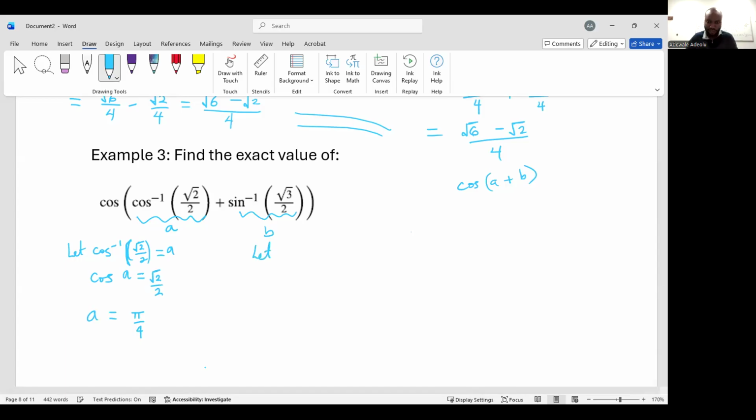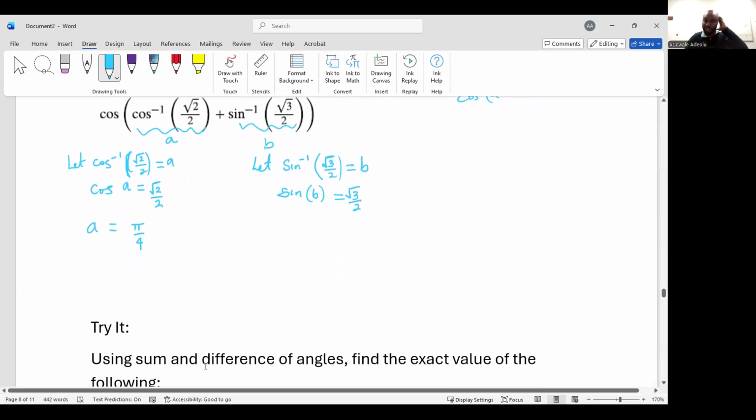Also, let sine inverse of root 3 over 2 be B. So I'm looking for some angle B such that the sine of that angle will be root 3 over 2. I believe that should be pi over 3, and on the other side, that should be 2 pi over 3.